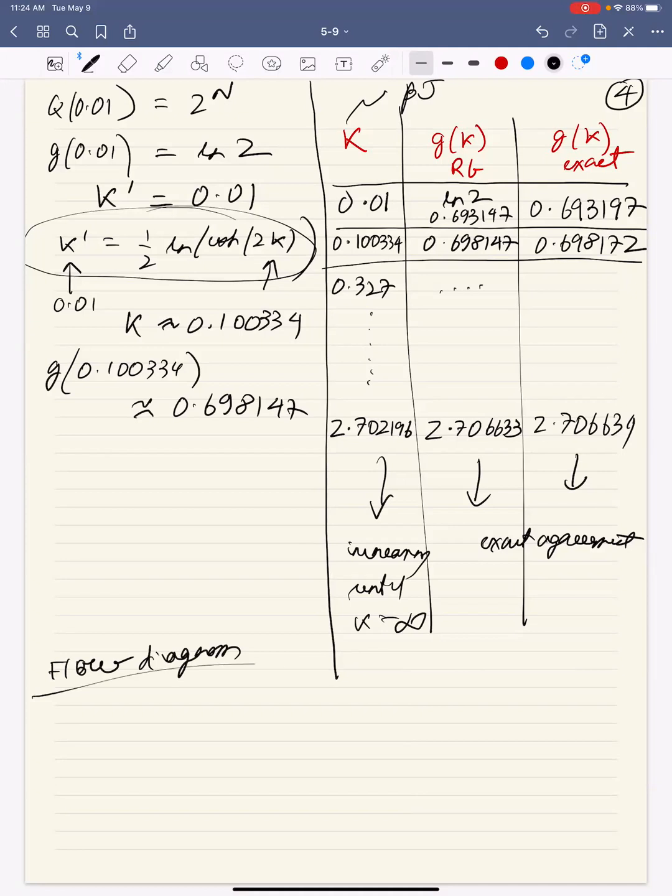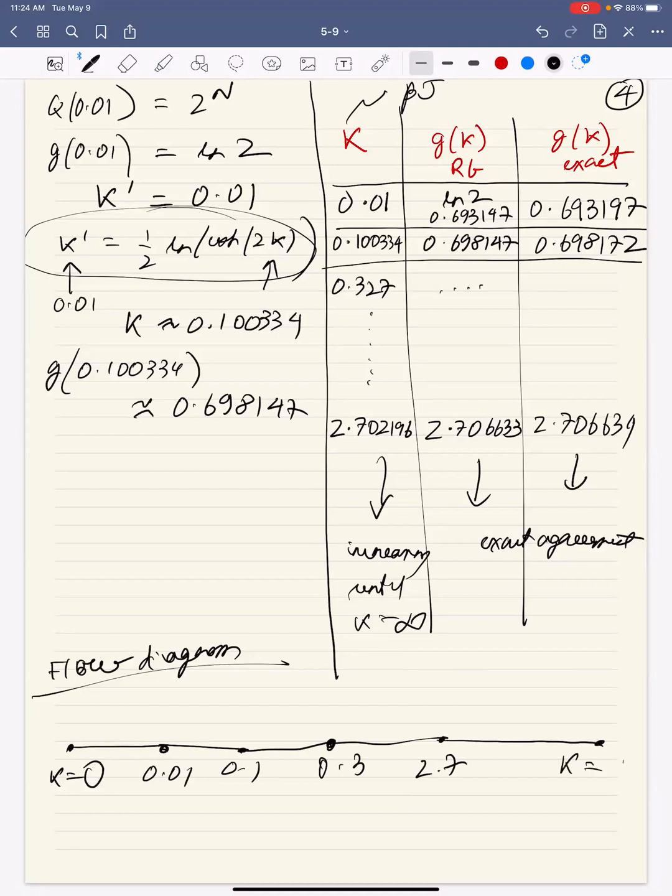In the flow diagram, you start with a small value of K, which took us to some value 0.01. From there, we went to 0.1, whatever. You will keep increasing in values. I showed you how you got to 2.7, it becomes exact. And as you keep increasing it, you get to K is equal to infinity.